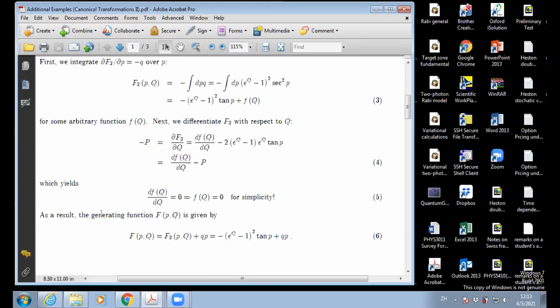The full generating function is given by F3 plus QP. Don't forget, okay? In the final exam or in your homework, you have to put back the additional part for the generating function of type 3, type 4. Okay? So this is the full answer. Okay?